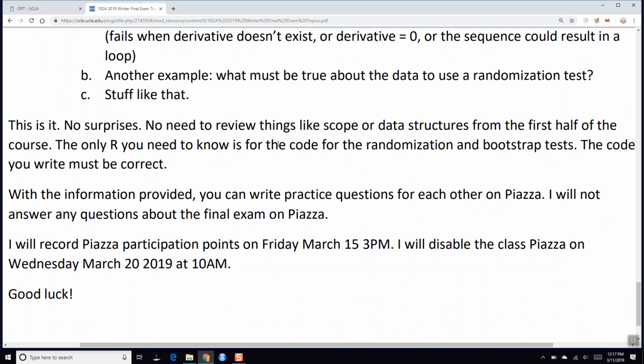And then for Piazza participation, I'm going to record that on Friday, and then I'm going to shut down the Piazza site on Wednesday, because the other class has their final exam on Wednesday, okay? So I'm going to shut it down then. I imagine some of you will study Wednesday night, but make sure you've consulted the Piazza before then, okay? All right. Questions?